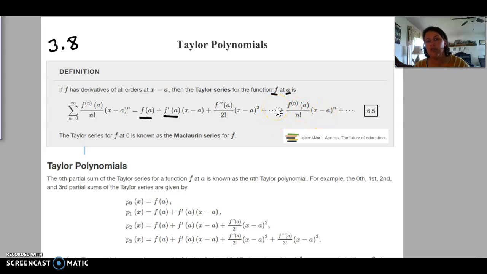The next one would be the third derivative of f at a, so f triple prime of a over 3 factorial, which would be 3 times 2 times 1, times x minus a cubed. And you would just keep going on as many terms as you want in your Taylor series. The more terms you have, the closer the approximation becomes. Now, if a equals 0, so the series for f at 0, that's called the Maclaurin series for f. So we'll also talk about Maclaurin series. Maclaurin and Taylor are the same thing; Maclaurin is just when a equals 0.